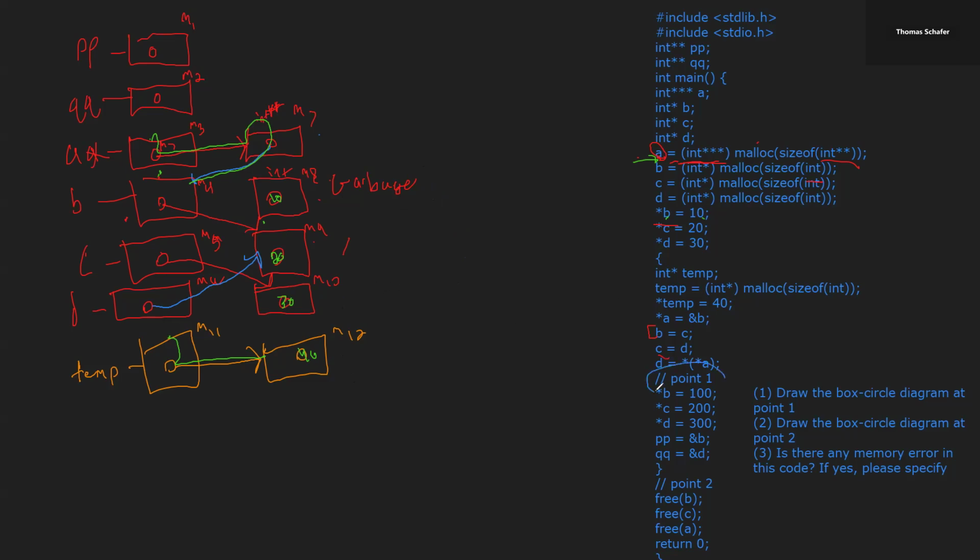And here we are at point one. This is what your box circle diagram looks like. And at this point, I would recommend recreating this box circle diagram into a second section before you move on so you don't accidentally make a mistake and have to redo everything. Then we can look at point two.